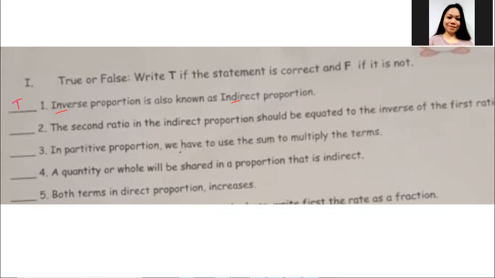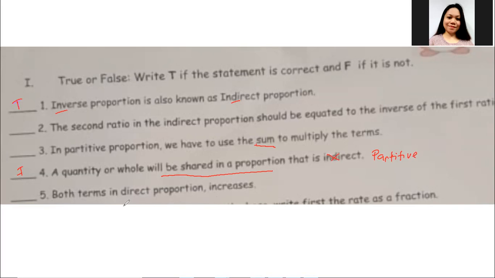In a partitive proportion, we have to use the sum to multiply the terms. Yeah, I don't know what she means by sum of what. So this is one of those things, like it's within the class. You guys know it because that's how she taught it. So I'm not so sure what she basically means by that. A quantity or whole will be shared in proportion that is indirect. So I feel like this is false because sharing in proportion is more like partitive proportion and not indirect.